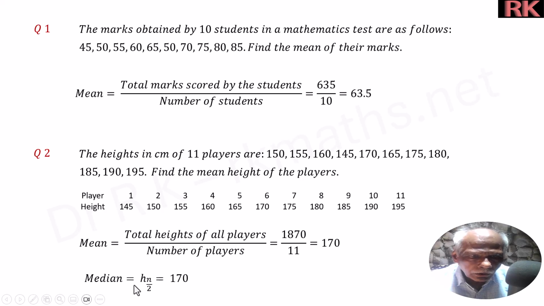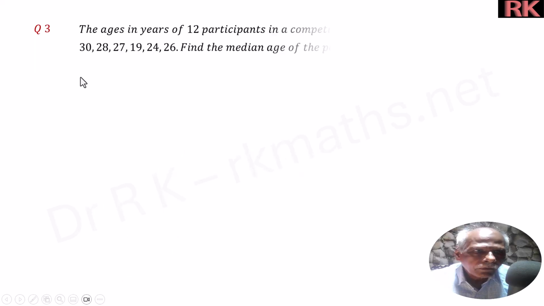So median is equal to height. Median is the height corresponding to the midpoint. So n is equal to 11 means, so n plus 1 by 2, that is 6. Therefore corresponding to 6 it is 170. Therefore median also is 170 here.